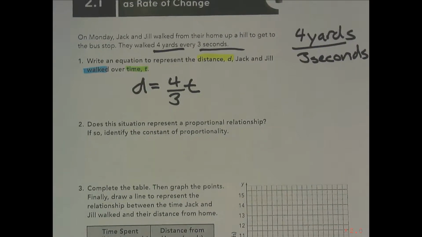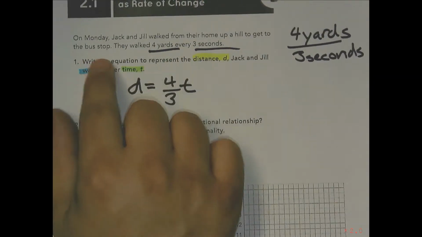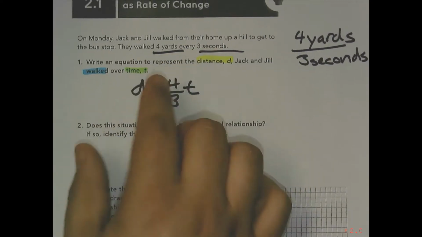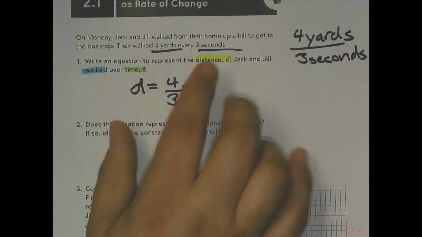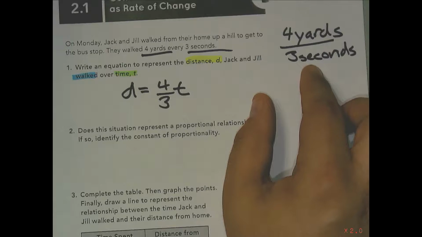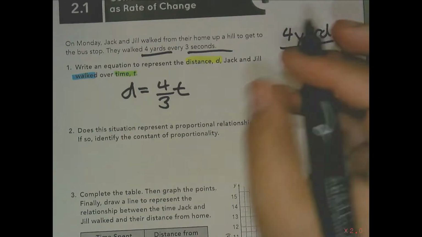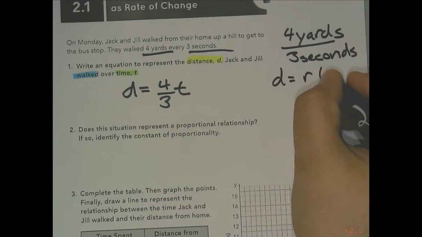So on Monday, Jack and Jill walked from their home up a hill to get to the bus stop. They walked 4 yards every 3 seconds. So it says write an equation to represent the distance d that Jack and Jill walked over time. So they walked 4 yards every 3 seconds. Now distance, the distance formula is always distance equals the rate times the time.